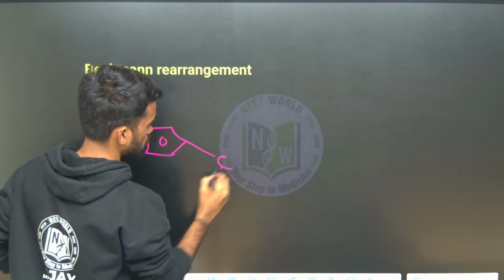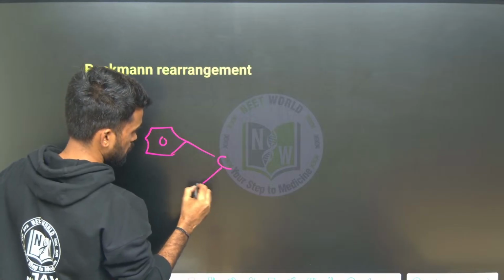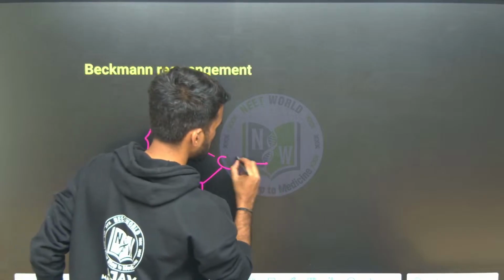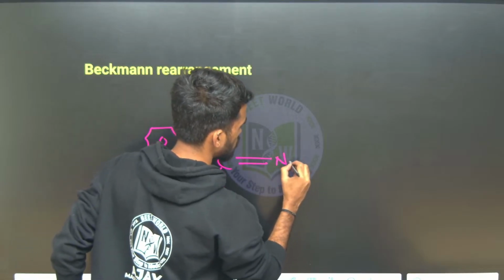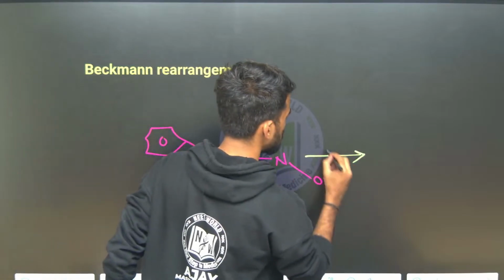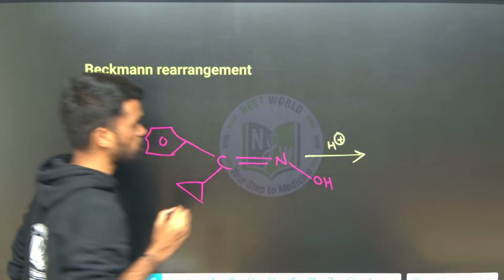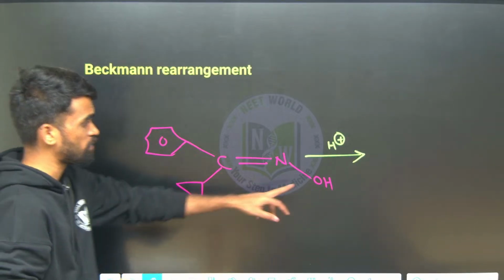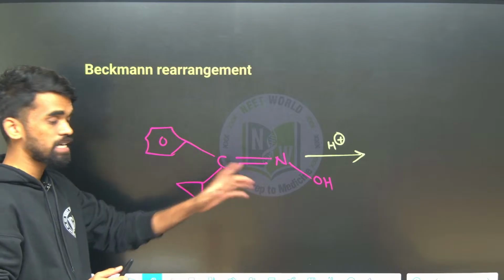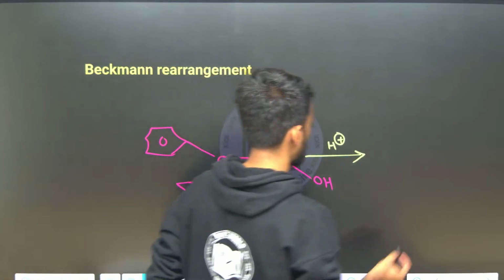So here I have something like this. Now here an OH group like this I have. Now treat this with acid. What is the product formed, tell me. I just told you that whatever is trans to this OH group migrates to this nitrogen. So the resulting amide, an N-alkyl amide, is formed.